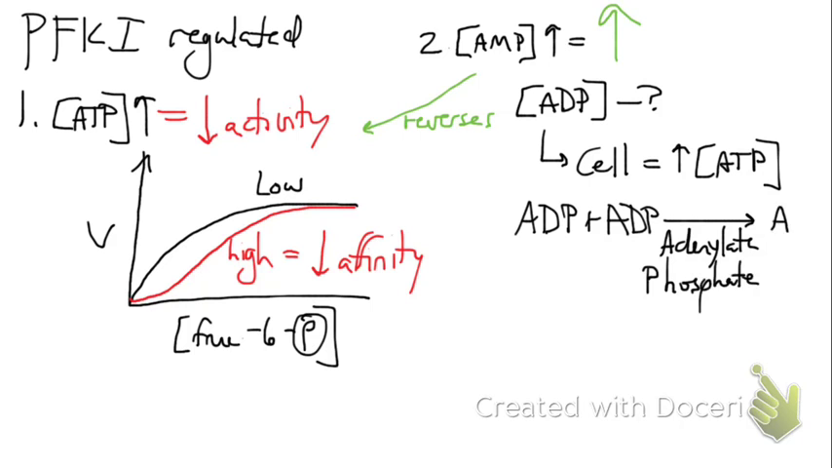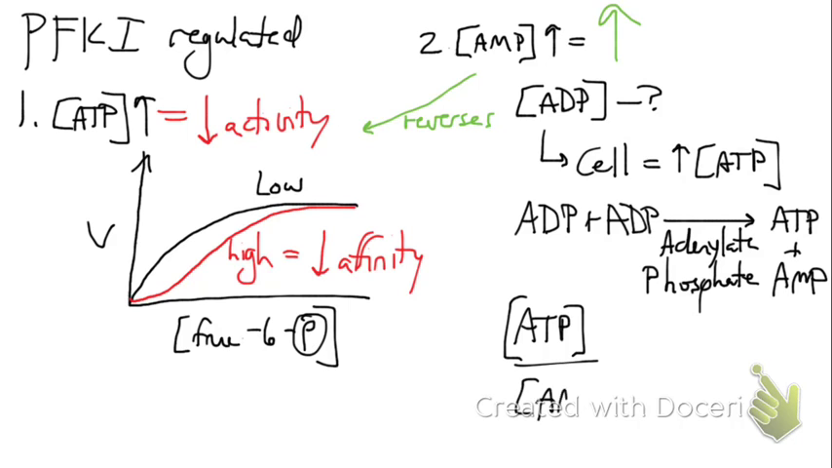And what you get is ATP plus AMP. So actually, there's a lot of talk about ADP and what ADP means in the cell. And actually what we find out is that the cells don't really use ADP much as a regulator. But in reality, they use this ratio to tell them what type of energy needs the cell has. So the ratio of ATP to AMP is very, very important.